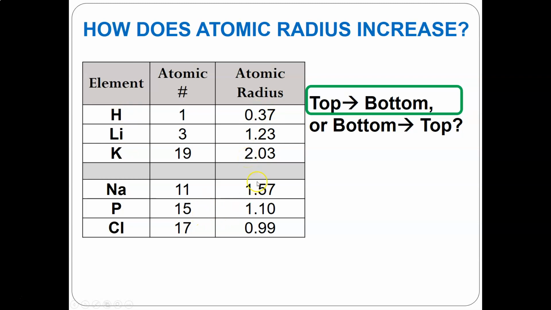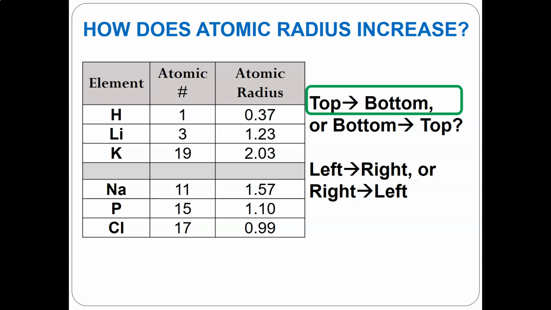But when you look at this one, things get a little complicated. When I go from sodium to phosphorus to chlorine, look what happens to my atomic number. I get more and more protons. I get more and more neutrons also. I also get more and more electrons. But look what happens to the radius. It ends up smaller, doesn't it? That's kind of counterintuitive. That's a little strange.